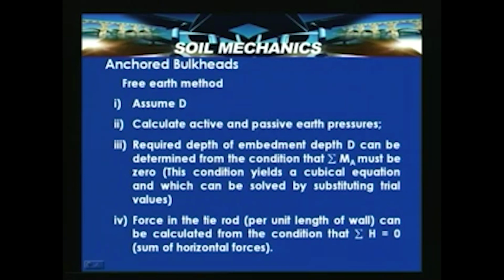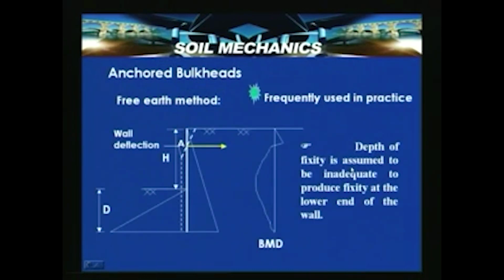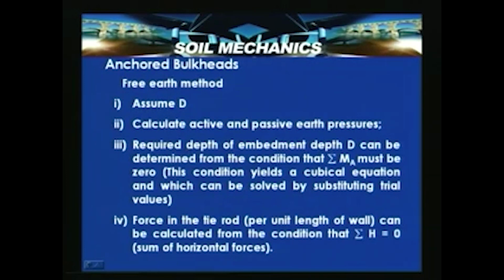The required embedment depth D can be determined from the condition that the moment about the anchor point must be 0. That means you need to take moments at this particular point, the moment of the active thrust and the moment of the passive thrust about this point, and ensure that the sum is 0 to determine the depth D. So, sigma M_A must be 0. This condition yields a cubic equation, which can be solved by substituting trial values.